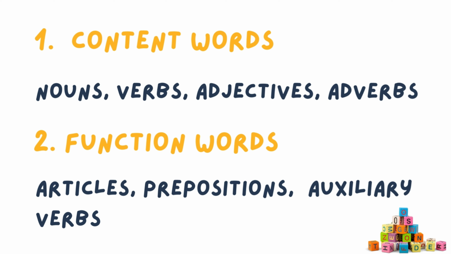Typically, there are two kinds of words: content words, including nouns, verbs, adjectives, and adverbs, and function words like articles, prepositions, and auxiliary verbs, which are less emphasized.